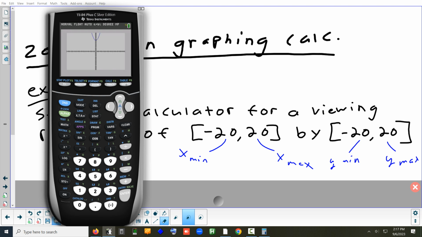Now you should see the U shape that we typed in originally. So it was off the screen. Now it's not. Does anybody know what that U shape is called? Parabola. Yep, that's a parabola.